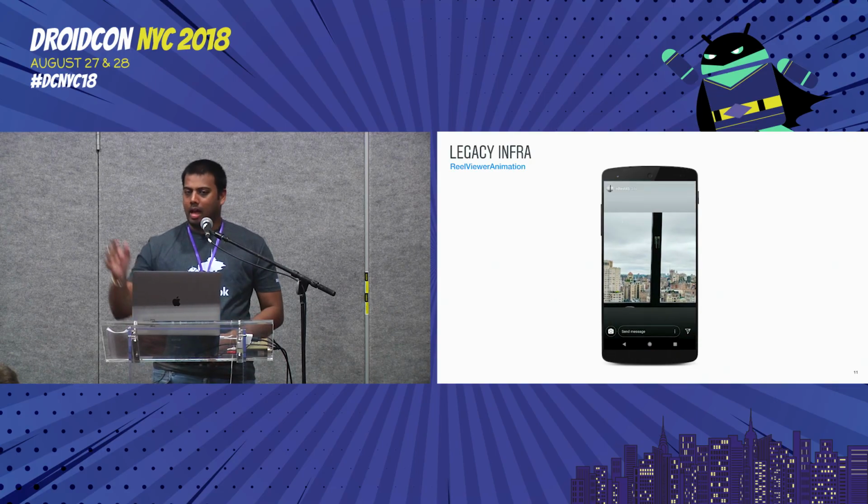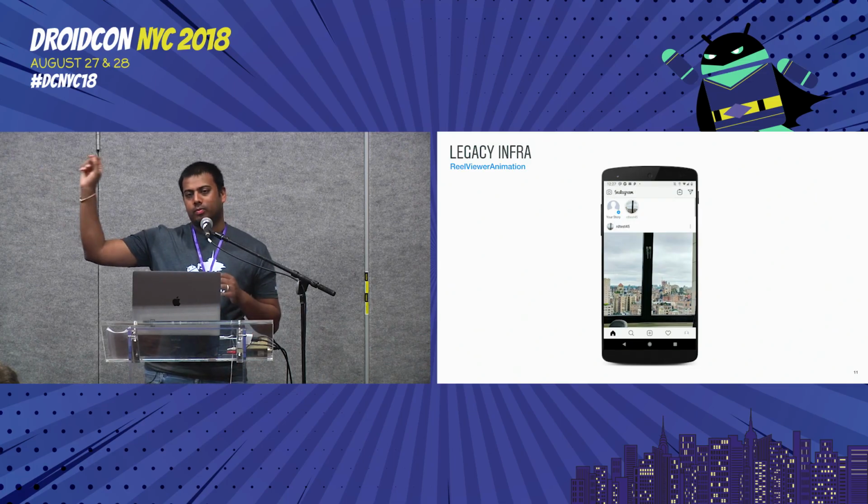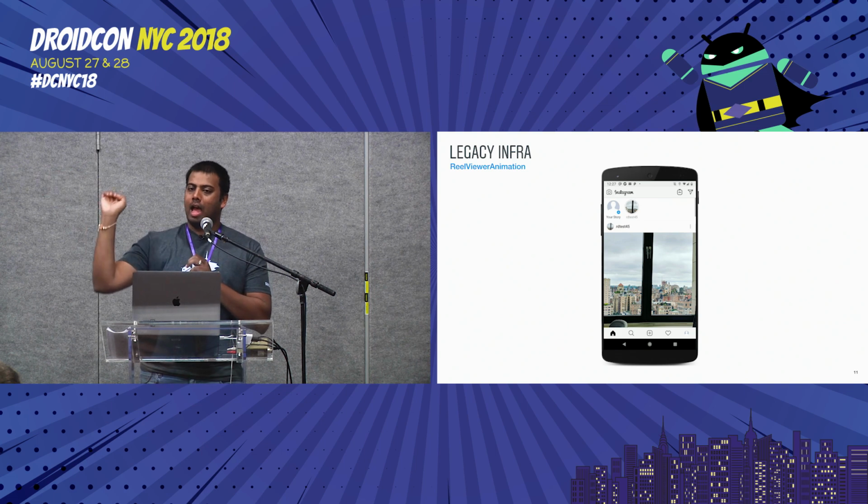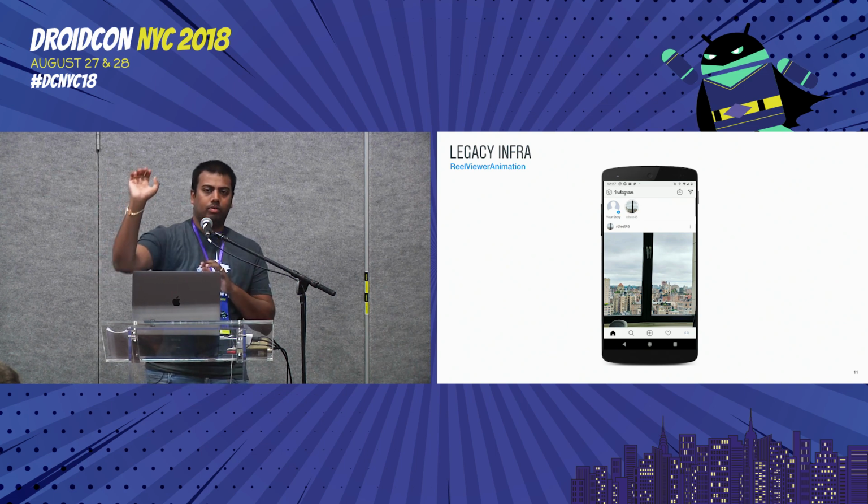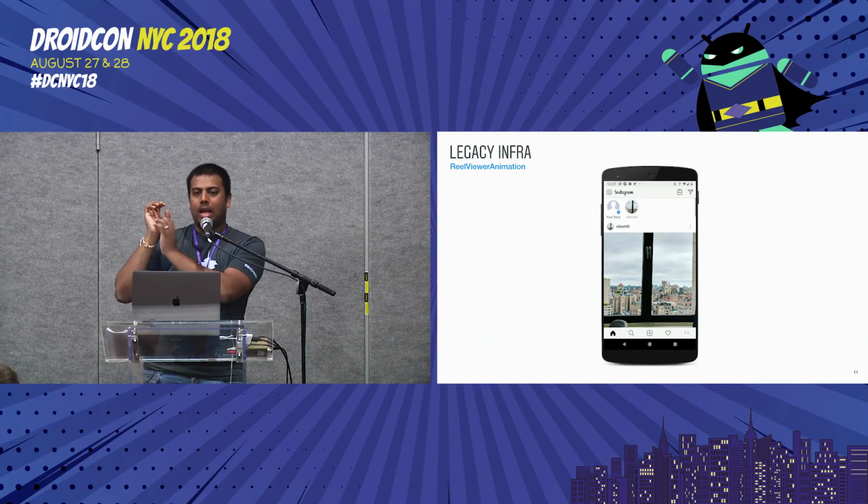So you'll see here in the animation. I should have slowed it down, but what happens here is when you click on the stories camera, there is an animation happening. It's more like a translation, and we want to be able to update the fragment beneath it.